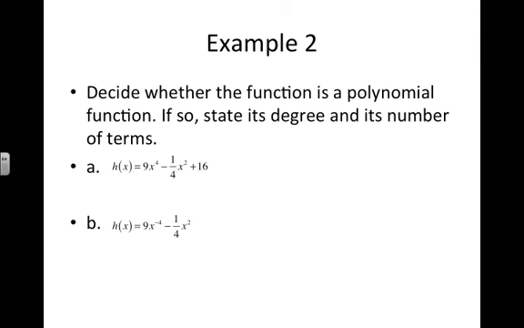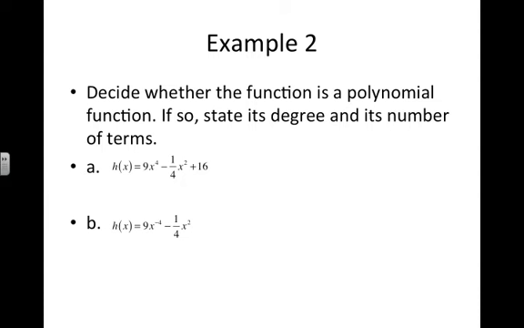We're going to decide whether the function given below is a polynomial function. If so, we're going to state its degree, which is just the largest exponent, and its number of terms. So we've got h of x equals 9x to the fourth minus 1/4 x squared plus 16. Let's look. It is a finite sum of terms. We've got three terms there added together. We've got an x to the fourth term, an x squared term, and then just a constant, so that's fine.